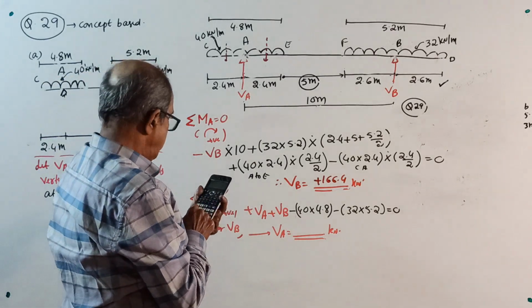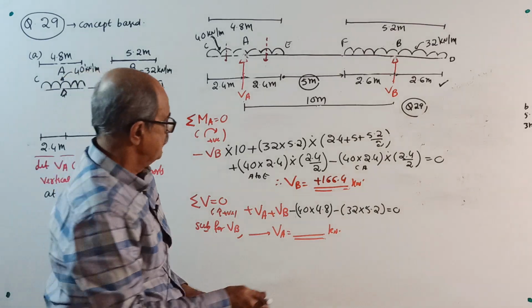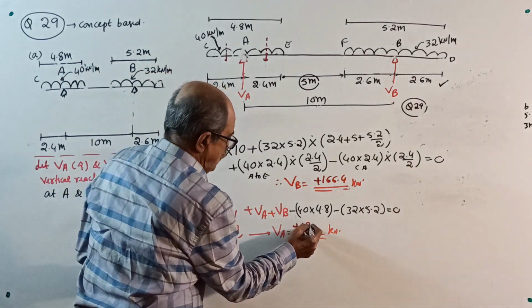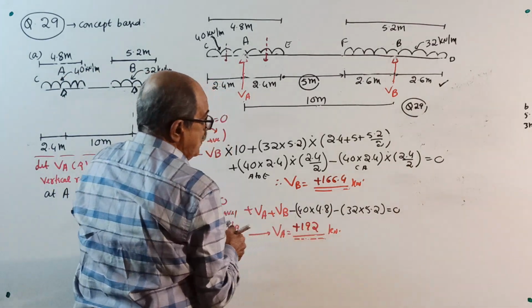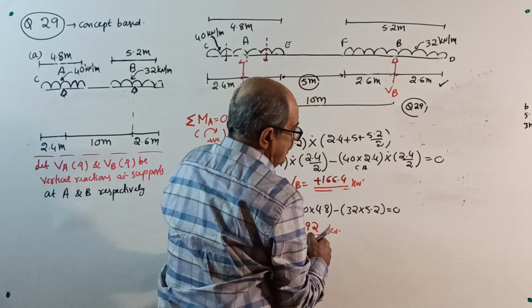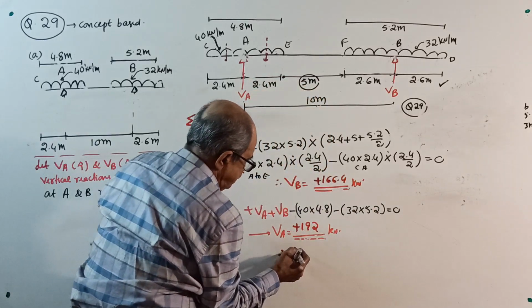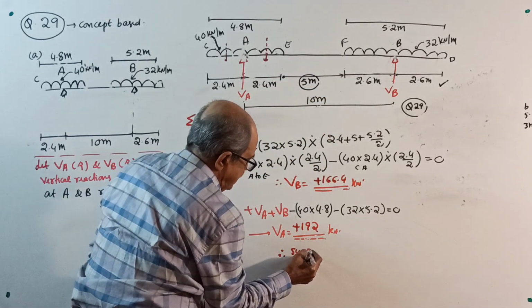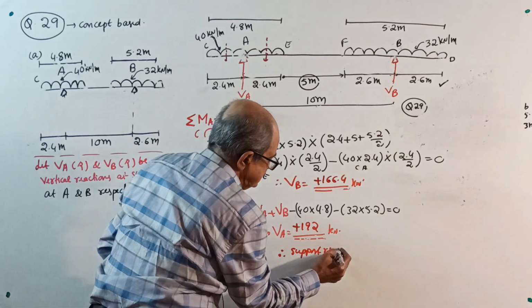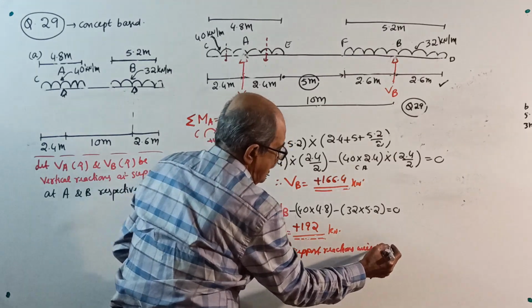40 into 4.8 is 192 kilonewton, plus 192 kilonewton. Then do one thing. Now draw the sketch once again here. After this, the support reactions will be as shown below.